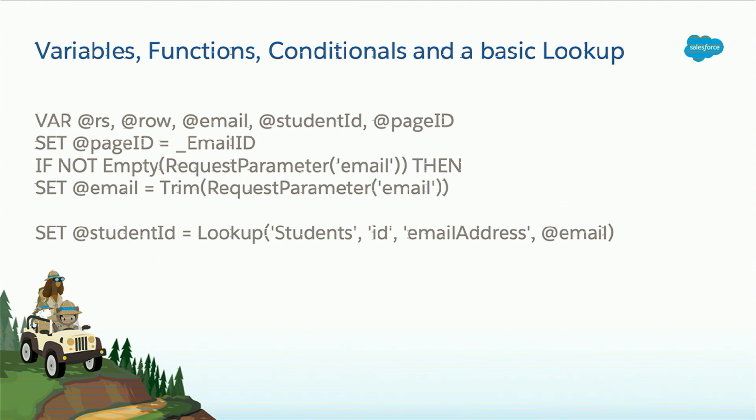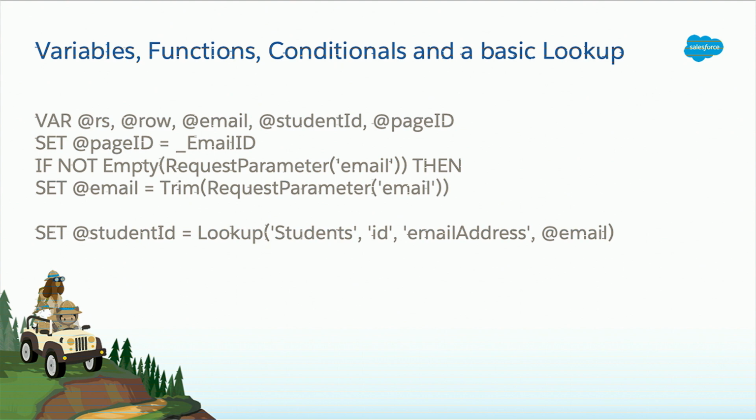The next line, this is where, as I mentioned, we're getting a student ID from the email address, because when you're a student, you never know your student ID. You know your email address, so we're going to look it up for them so they don't have to remember their student ID. And this is using what's called a lookup, or this is a basic syntax for a lookup. What this type of lookup does is it returns a single value, just one value from a data extension based on the parameters you pass in.